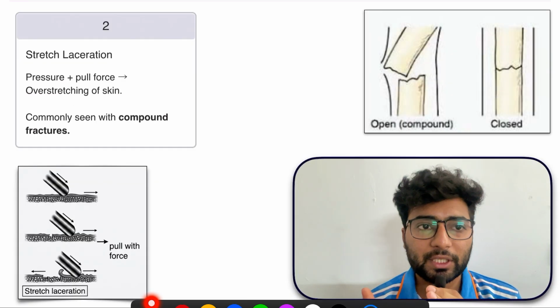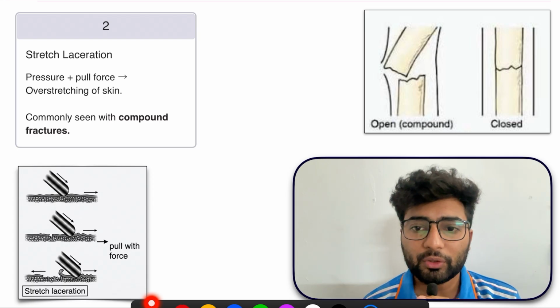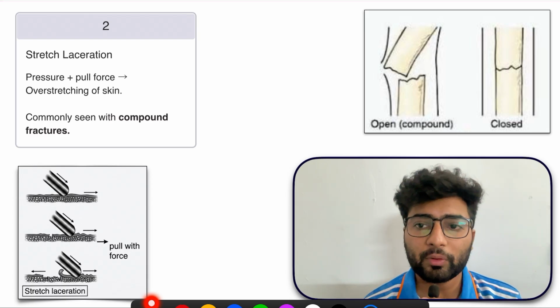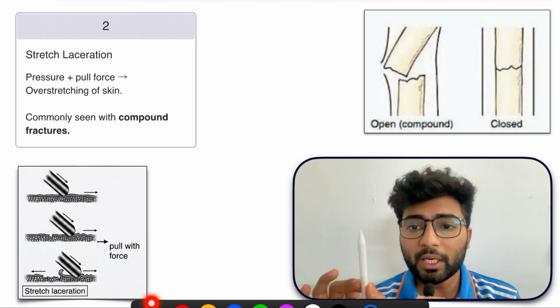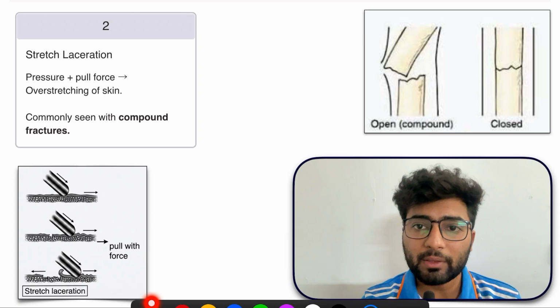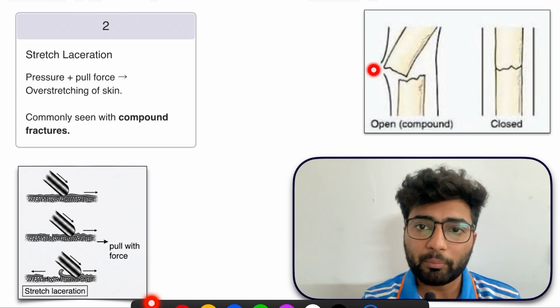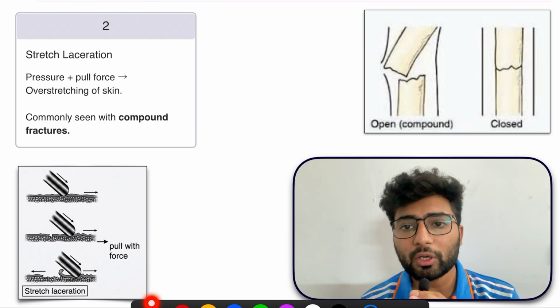Next one is stretch laceration. For that you need to know one concept. What is a closed and open fracture? A closed fracture is a fracture in which the skin is intact. But in an open fracture, the fracture is there, it will tear the skin and some parts will fall off. This is an open or compound fracture.